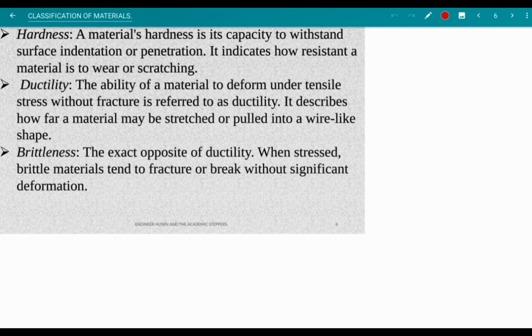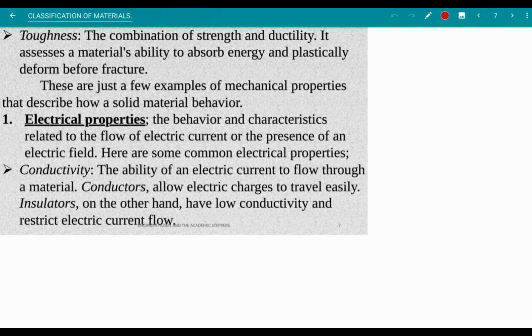These examples of mechanical properties will be explained in detail the time we'll be looking at mechanical properties in general. Now, let us also mention one last example of mechanical properties, which is regarded to be toughness.